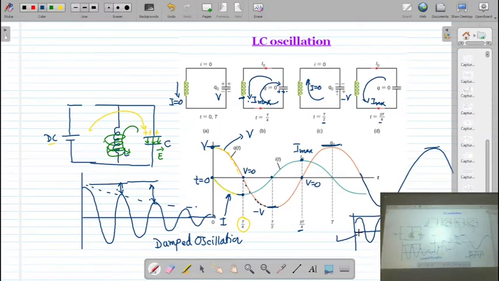Now let us see how we can use this LC circuit with the transistor. And the first circuit is a Hartley oscillator. So what is the circuit diagram for the Hartley oscillator? Let us see.